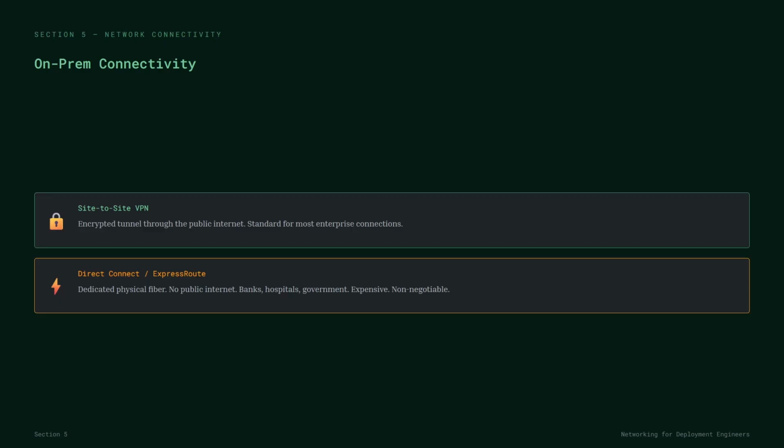Then we have Direct Connect, ExpressRoute, Dedicated Interconnect. This is the high end version. Instead of routing through the public internet, you get a dedicated physical fiber connection from your on premise facility to the cloud provider's network. No public internet involved at all. Maximum performance, maximum reliability, maximum compliance. You will see this at banks, large hospitals, government contracts. It's expensive, but for those clients, it's non negotiable.